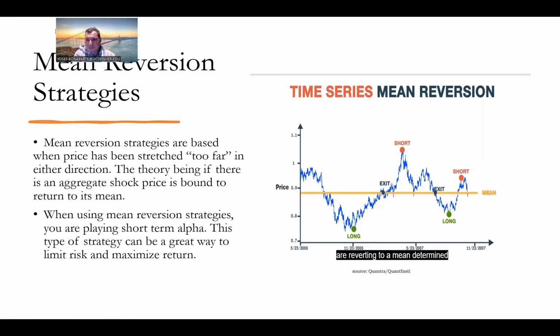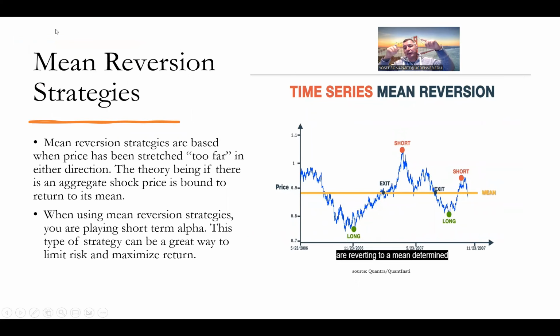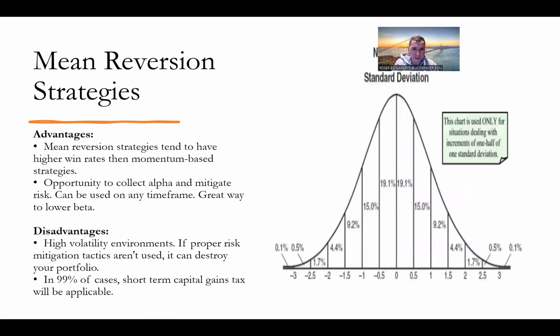Mean reversion means the price or the return going back toward a mean. When the return is way below the mean, then you buy. When it's above the mean, you short, you sell. The mean reversion disadvantage is a highly volatile environment. If proper risk mitigation tactics aren't used, it can destroy your portfolio.